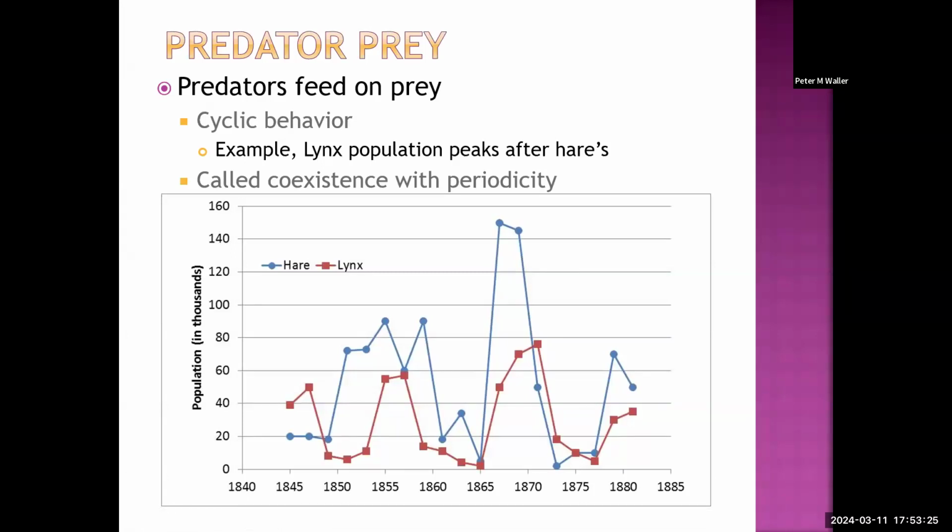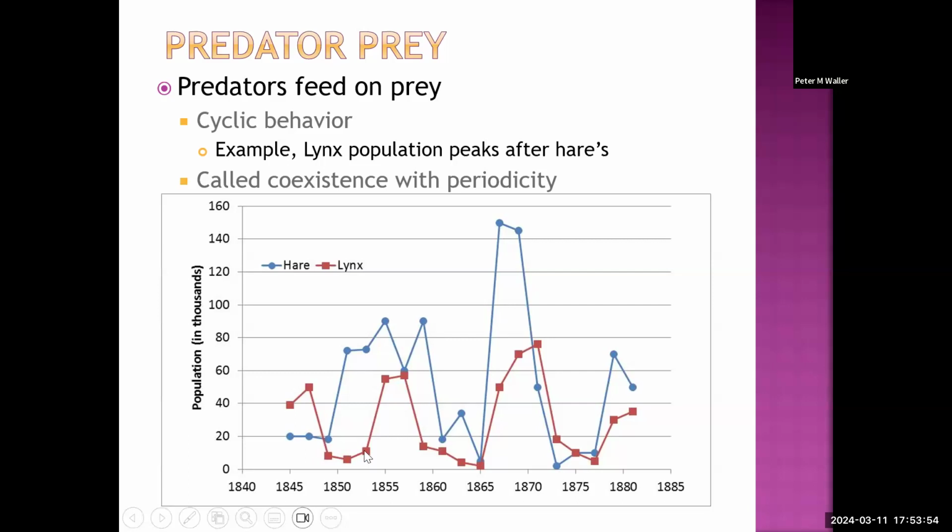So predator and prey populations cycle. And in this example, with hares and lynx in northern Canada, the hare population increases first, which is the blue line. For example, the lynx population is low in 1848 through 1850. And then the hare population jumps up because there's a low predator pressure.